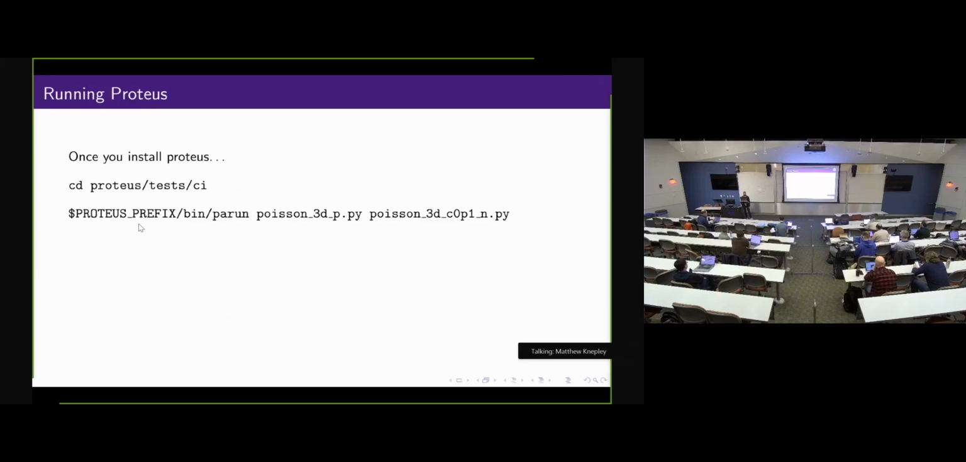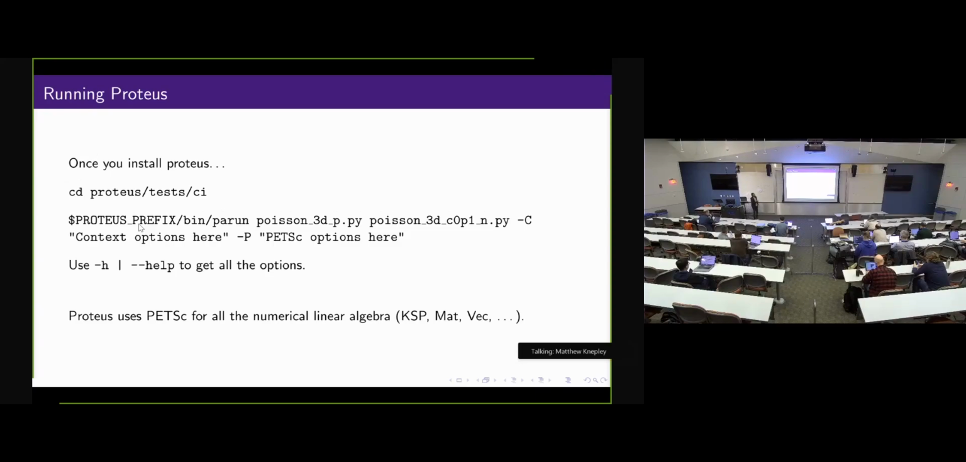Okay, so once you have Proteus, all the existing tests are in the tests directory. The way you run Proteus code is you use the script parun, which is in your prefix bin directory, and provide your code. So here I have a Poisson problem in 3D, which has two different files. The first one is _p, which has all the physics in it, and then _n, which is where all the numerics is. So this is the simplest way to just run the code.